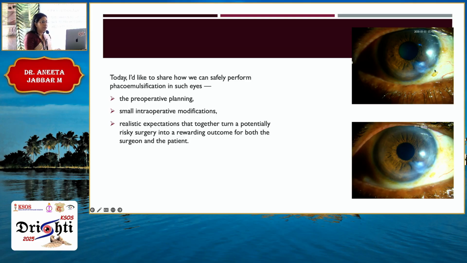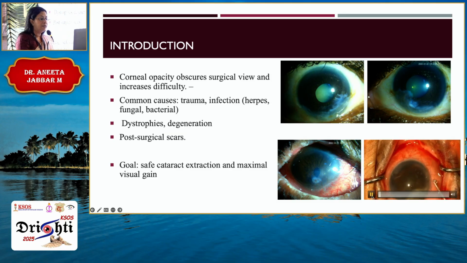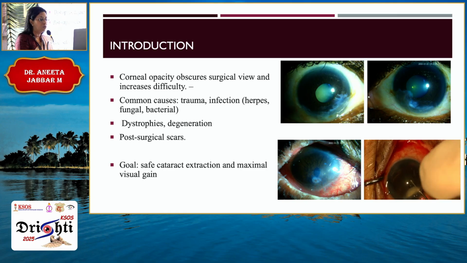So here you can see a peripheral corneal opacity, corneal adherent leucoma, where the iris was adherent to the full thickness scar. But here I have performed a toric implantation, and the outcome was rewarding. Thus, corneal opacity obscures the surgical view and increases the difficulty. Here in this video, you can see that there is a peripheral scar, but in between the scar and the limbus, there was a normal limbus, so that you can precisely make your incision over there.